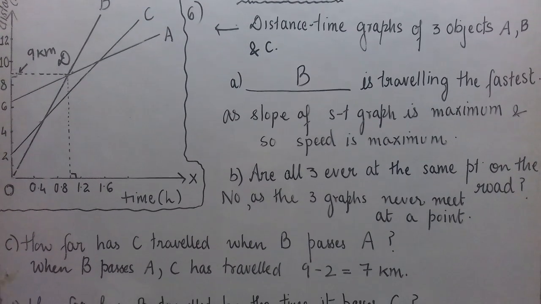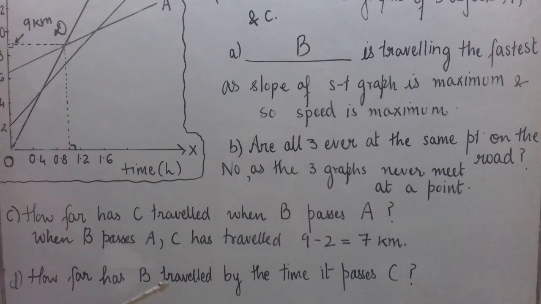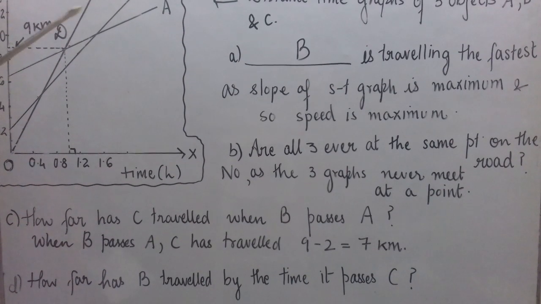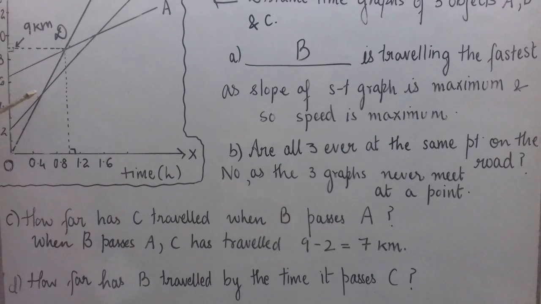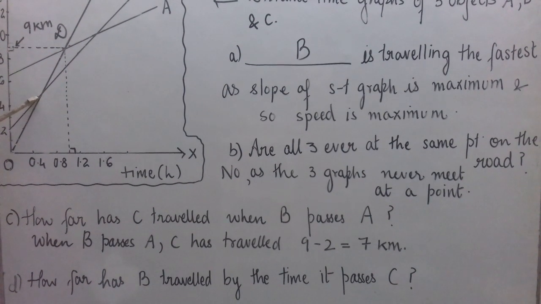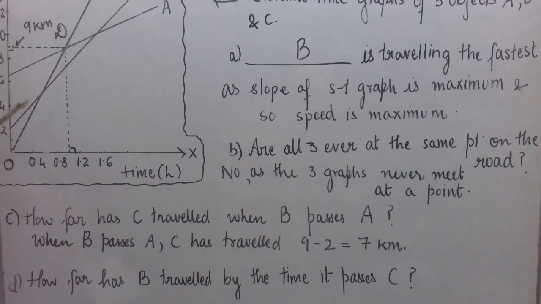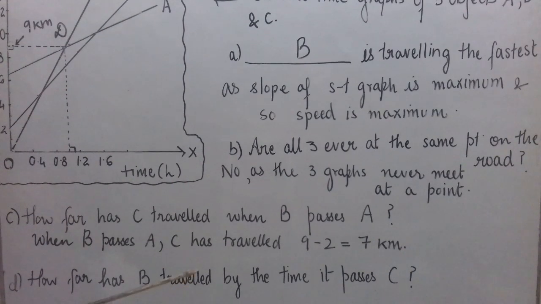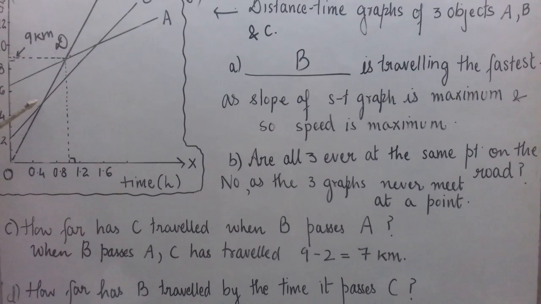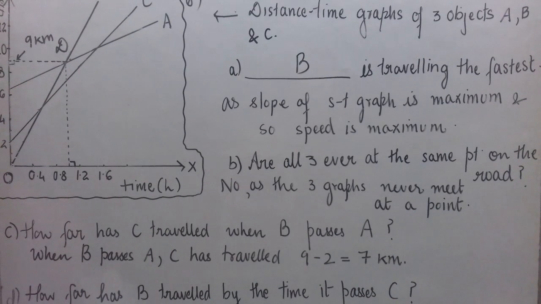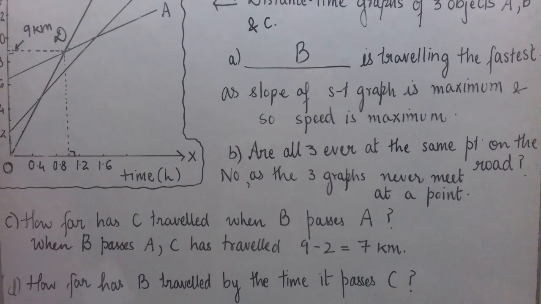The next question, D, is: how far has B travelled by the time it passes C? Now B's graph is this and C's graph is this. Where do they meet? The graphs meet at this point. So again we can find out the time by drawing a perpendicular from this on the time axis. And if they had asked about the distance, we can drop a perpendicular on the distance axis. To find out how far B has travelled when it passes C at this point, we can drop a perpendicular on this distance axis, as I'll explain now.